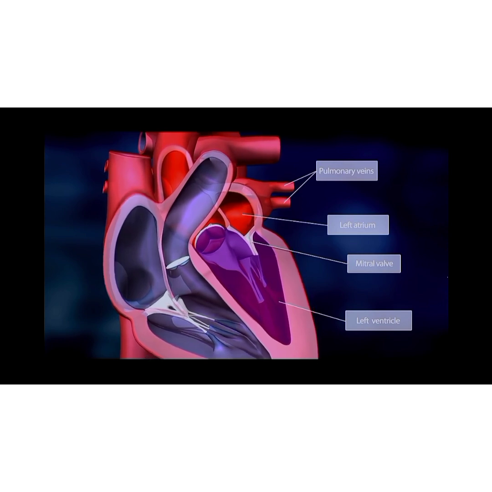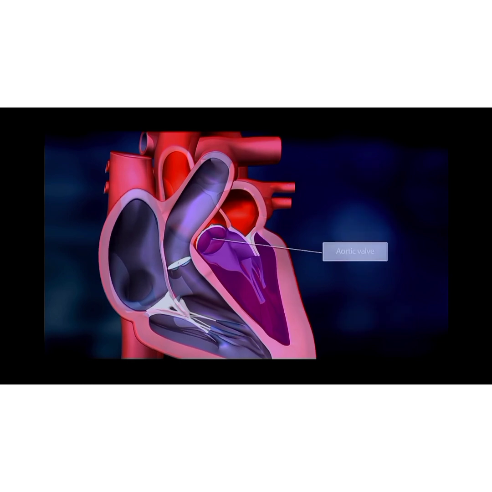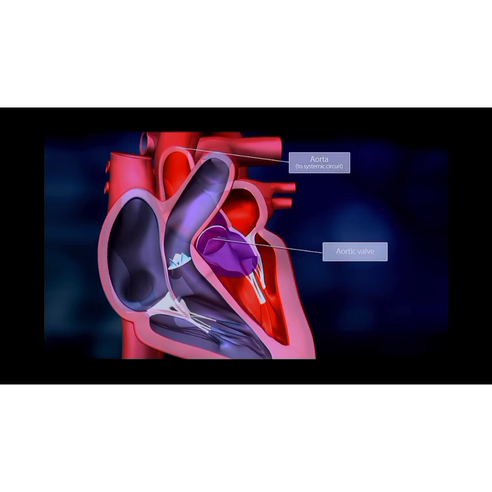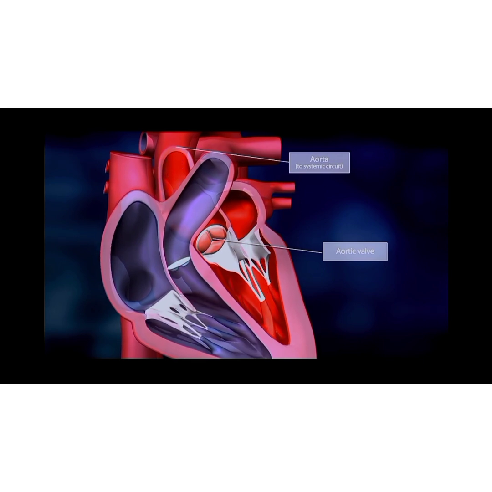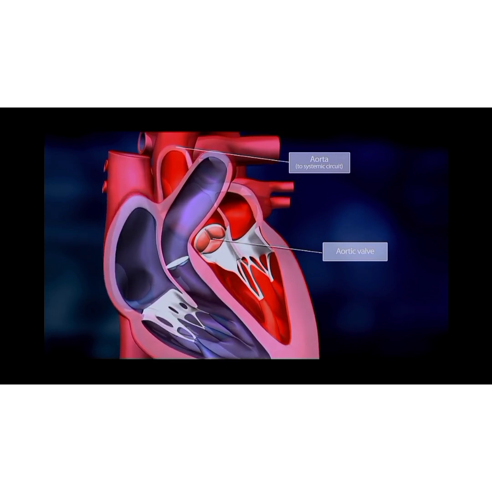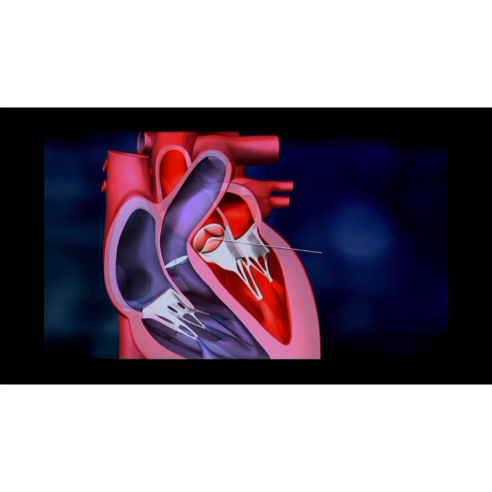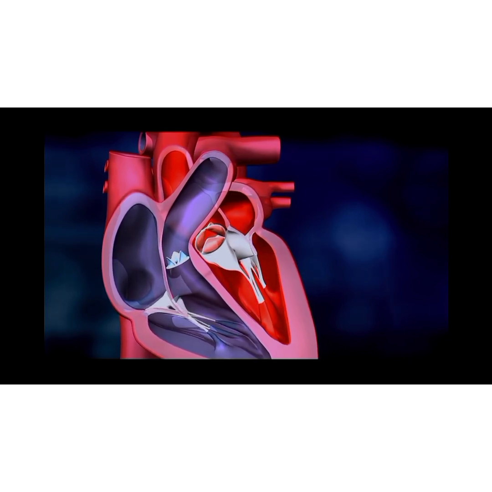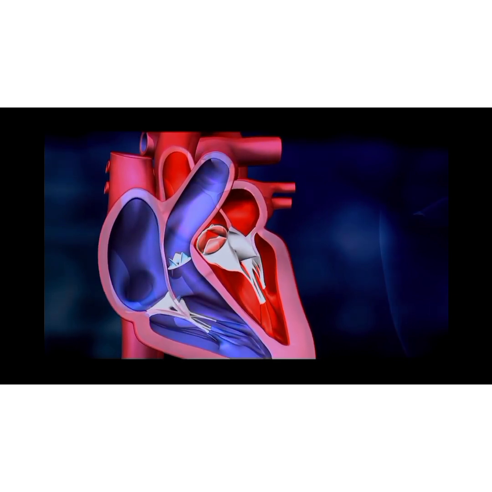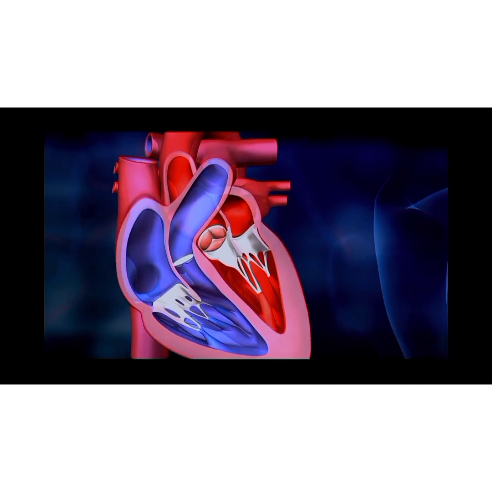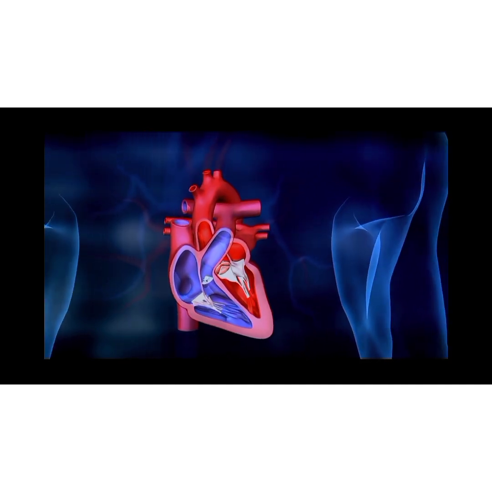When the left ventricle contracts, the semilunar valve at the base of the aorta opens. Now the oxygenated blood enters the aorta and the aorta will distribute the oxygenated blood to the upper and the lower part of the body cells. The aortic valve quickly closes to prevent blood from flowing back into the left ventricle. And the systemic blood circuit begins anew.